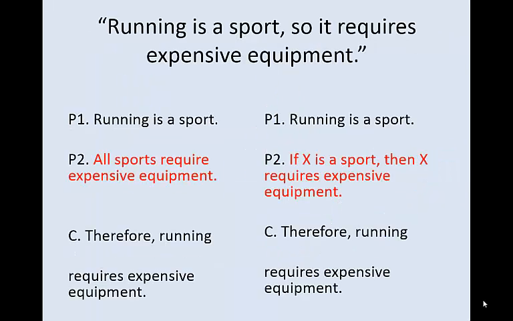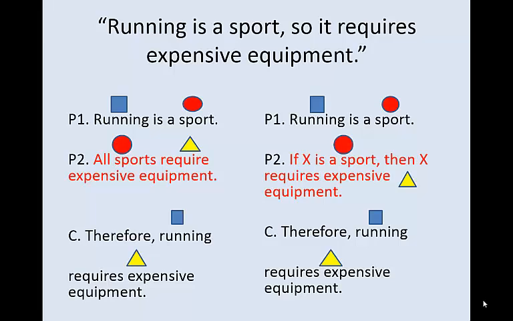All right, final example. Our previous examples were about Socrates and Adam, and this will be about running, sort of an activity as opposed to a person. So running, somebody argues running is a sport, so it requires expensive equipment, and we can have either of these arguments. Running is a sport. All sports require expensive equipment, so therefore running requires expensive equipment. I don't have the little circles or arrows here, but you get the idea. These arguments would both be logically valid in that the premises lead to the conclusion.